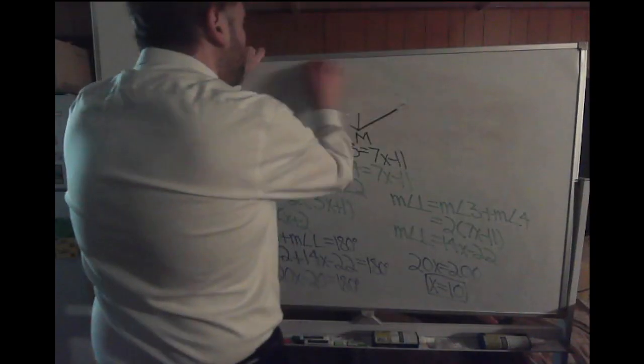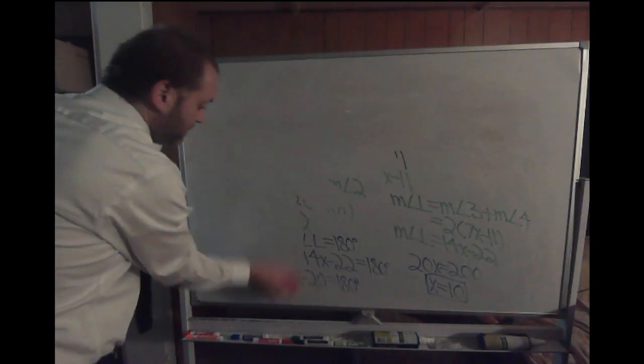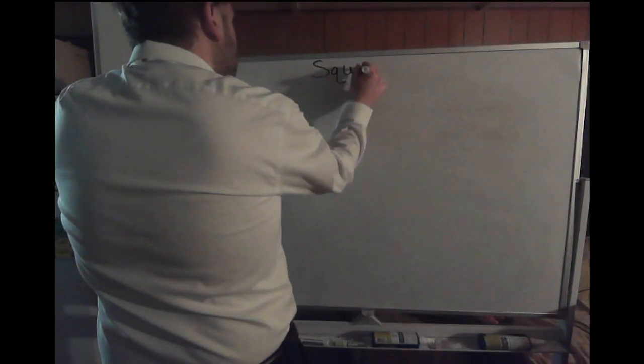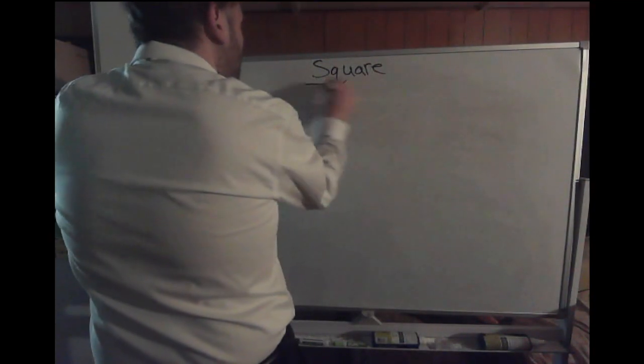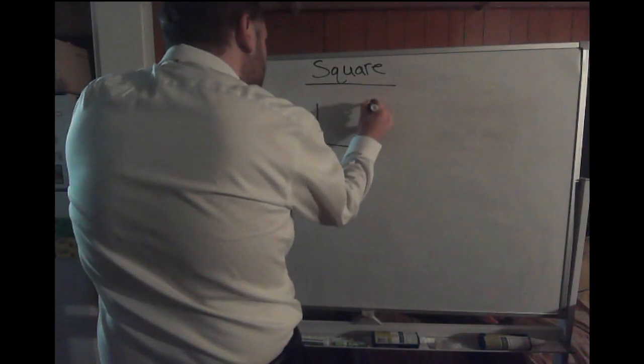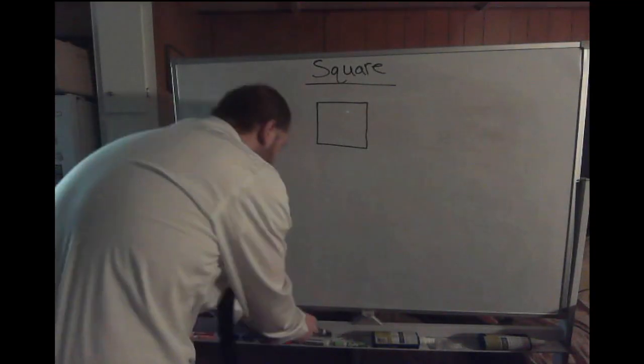Alright, I have one more quadrilateral to talk about, or one more parallelogram to talk about. This one's probably the most special of all. I know everyone's familiar with this one. Everyone knows this one. If you guessed a square, you'd be right. That's exactly what it is, a square. So we have a square.